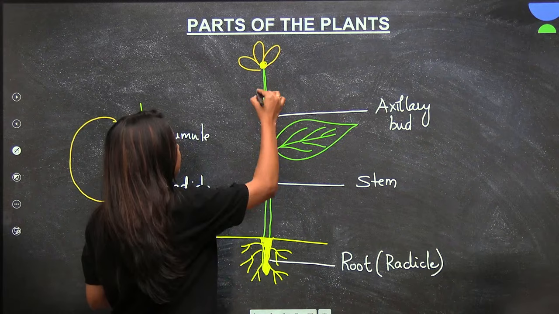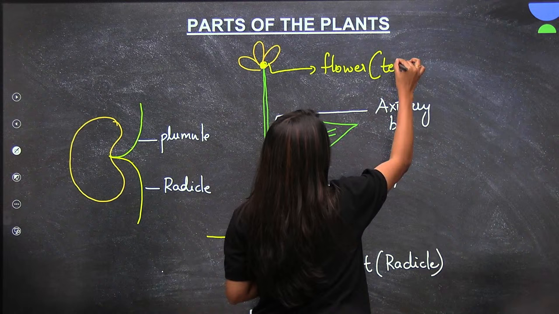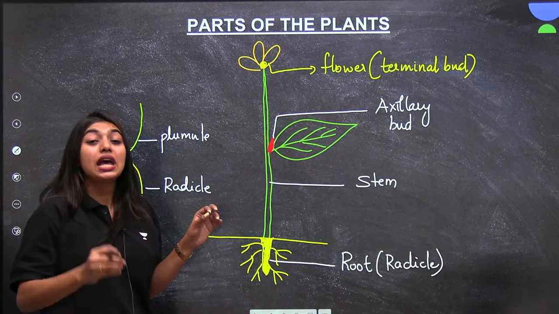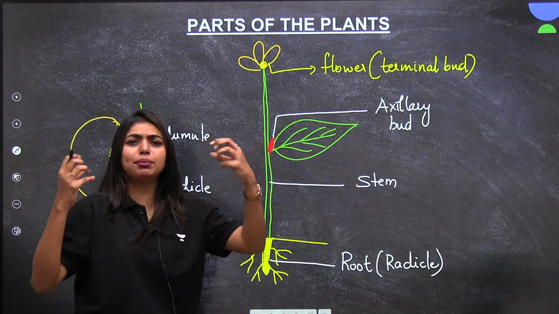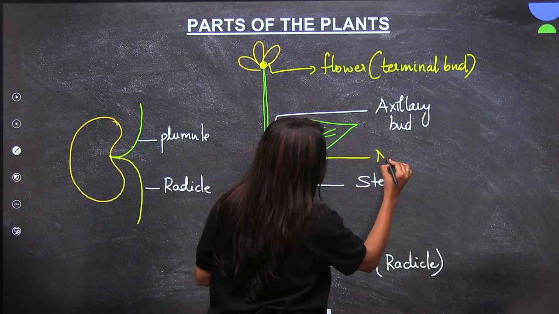So, here, say this is our flower, but this flower has been grown with the help of a terminal bud, or an apical bud. Clear to all of you? Now, the point at which a leaf or a branch is born is called your node. So, this region is called your node.